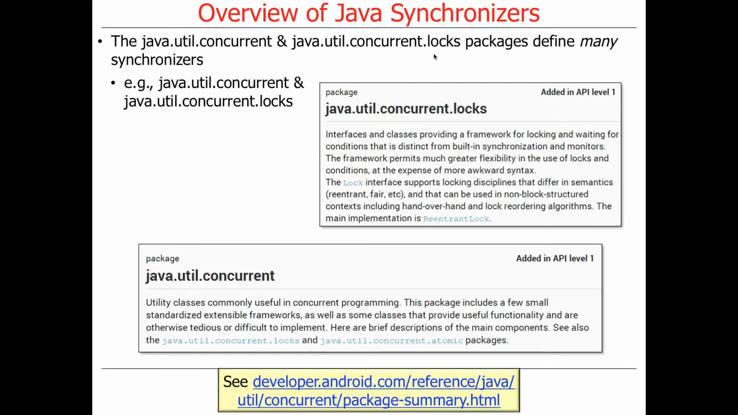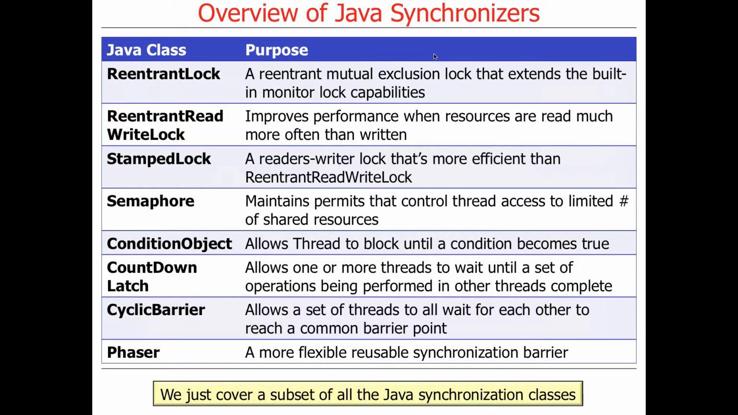So the Java synchronizers typically reside in one of two places. They're either in java.util.concurrent or they're in java.util.concurrent.locks. If you take a look at these links, you'll find an overview of all the different synchronizers that are there. There's quite a number of them. There's also another package called java.util.concurrent.atomic. That's really more about atomic operations, not so much synchronizers per se.